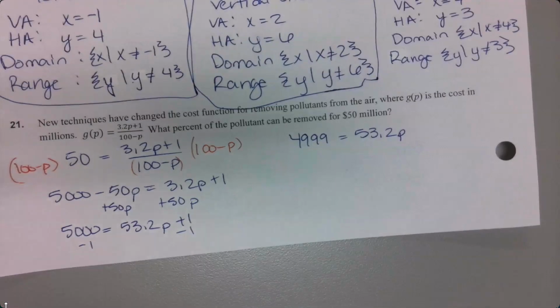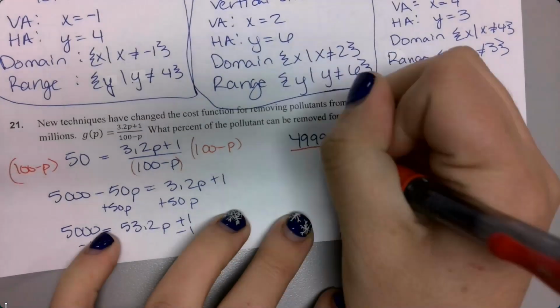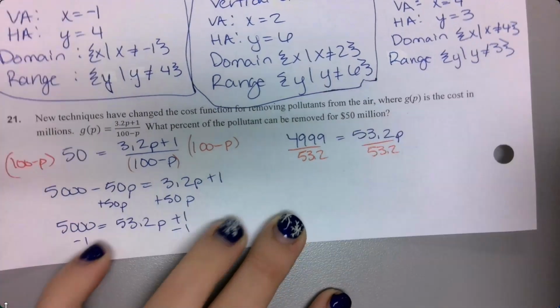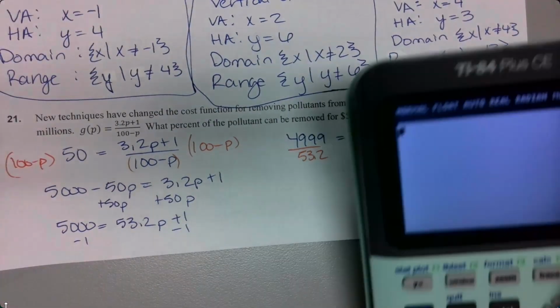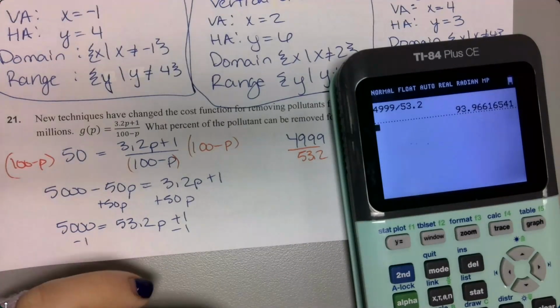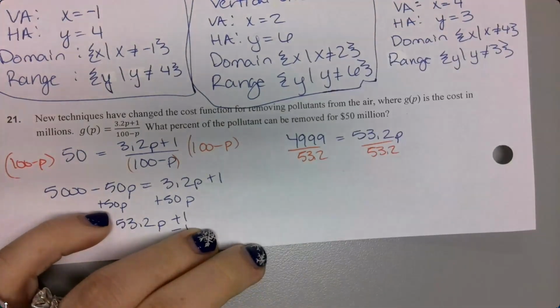Okay, then I want to go ahead and divide both sides by 53.2. Go ahead and type that into my calculator. I am going to round to the nearest hundredth. So this would be 93.96, or 94.